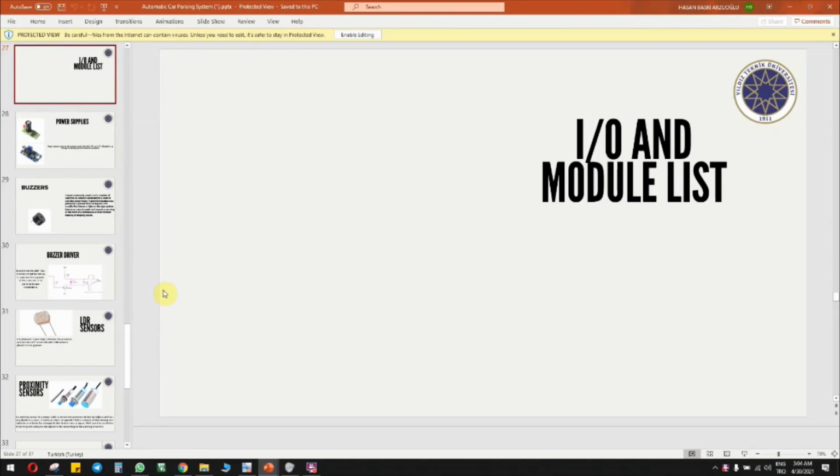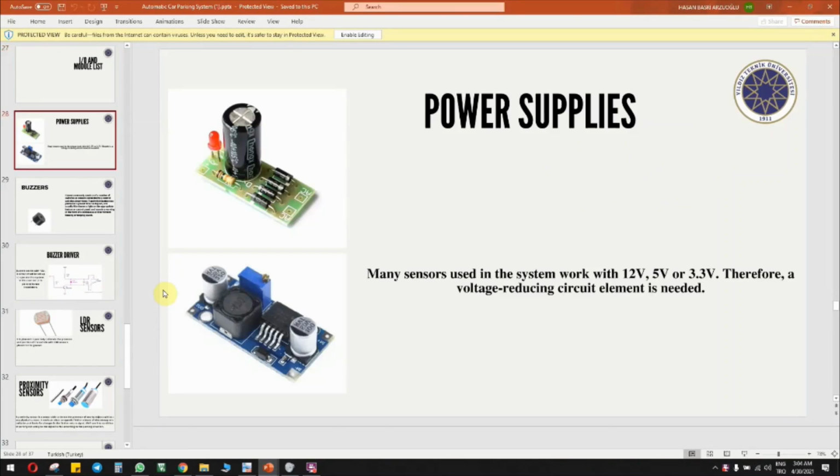Hello, my name is Hasan Besri Arzoğlu. I'm going to talk about the input and output modules. First component is the power supply. Many sensors used in the system work with 12 volts, 5 volts or 3.3 volts. Therefore, a voltage reducing circuit element is needed. Second component is the buzzer.